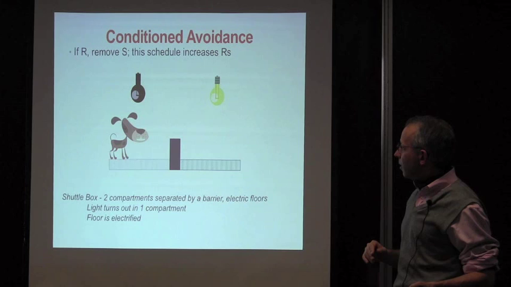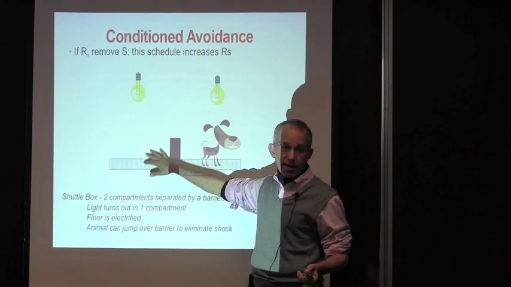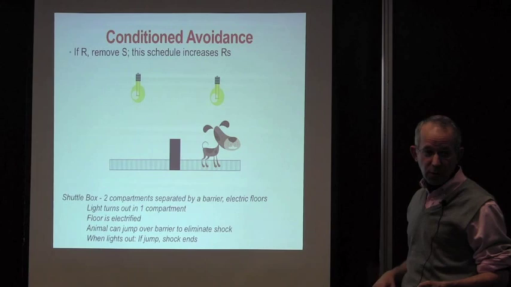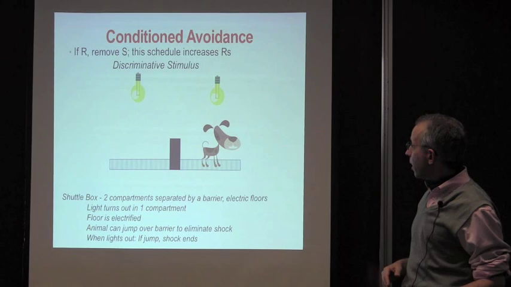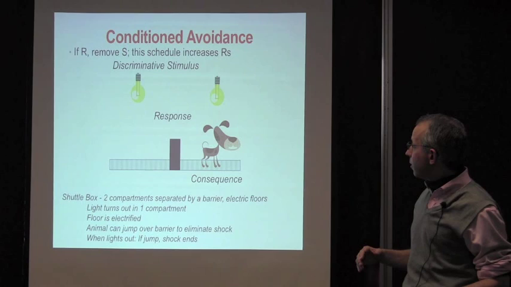Did you see that? If you blinked, you missed it, okay? So the idea is that when the floor is electrified, he can escape by going to here. This is signaled by the stimulus going dark. When the light's out, if you jump, the shock will end, not because the shock stops, but because you've moved away from it. Therefore, this light is called the discriminative stimulus. It tells you whether or not this is going to happen. The consequence is that you're free from shock. The response is the jumping.